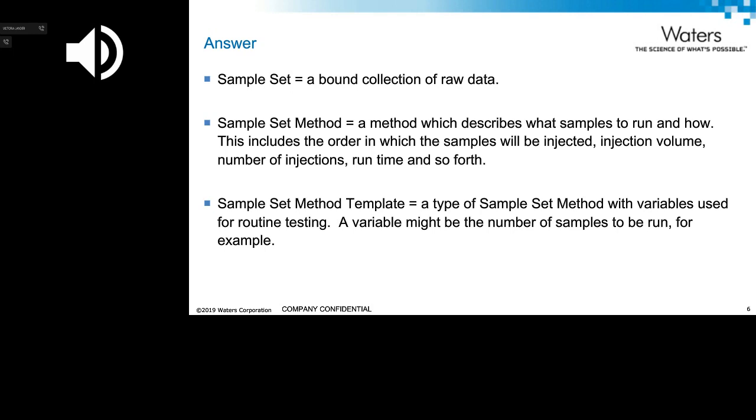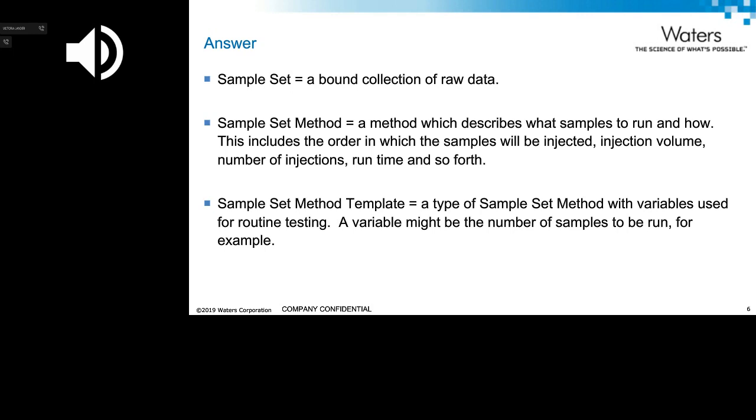So if you imagine doing a routine test where you have one or two or maybe more variables from day to day, like the number of samples, we can use the template to prompt us to plug in that variable, and everything else stays the same. So our standards and standard bracketing and system suitability and all of that remains consistent, but perhaps the number of samples that we have in the laboratory each day varies. So the template can prompt us to plug in that number, and then everything else would be the same from day to day.